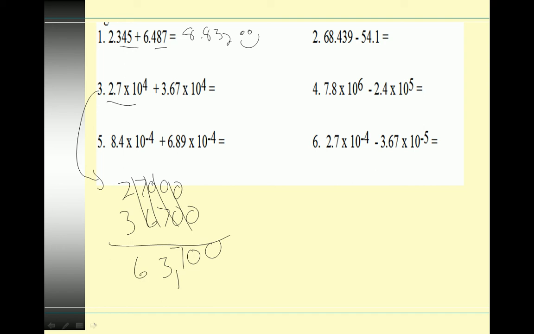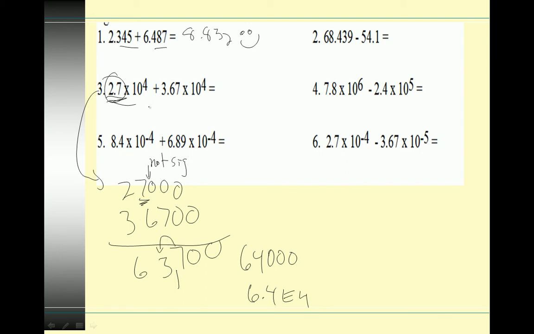Now I'd like to point out that, now that I've done this, 2700, this one has that spot. This is the spot that's significant, and this spot is not significant. See how I only have the 2 there? So that means this spot is not significant, but I do use it to round. So this is 64,000 or 6.4E4. Okay.